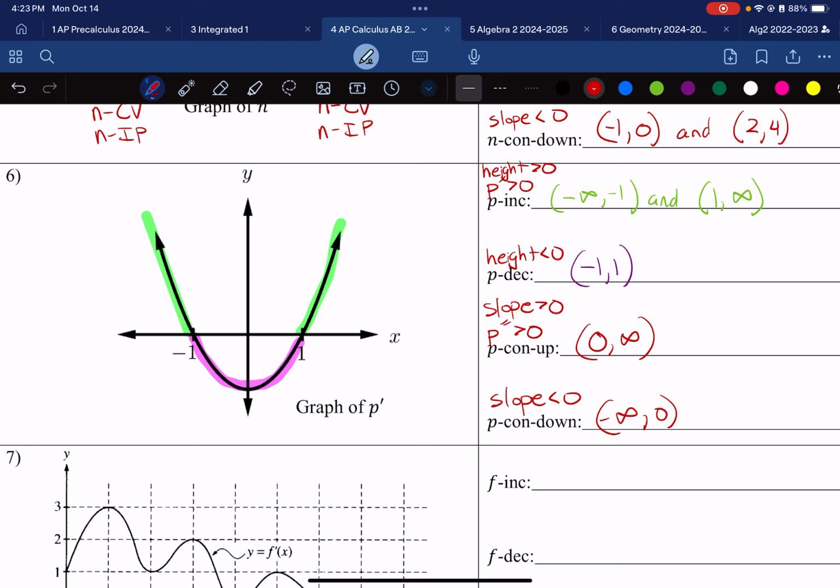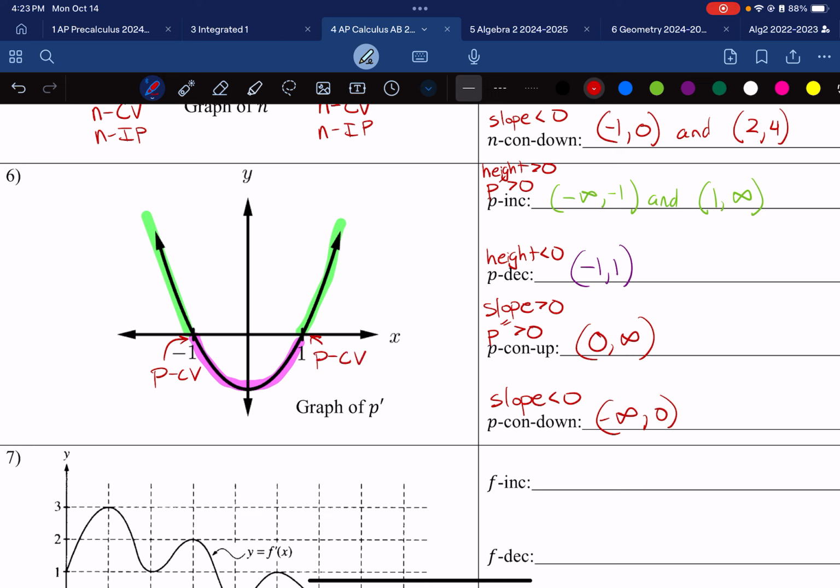Let's look for critical values. Critical values are where I have a P prime equals 0 or P prime that does not exist. Therefore, I'm looking for a height that is 0 or a height that does not exist. So a height is 0 there, and that's it. So there's my P critical value. So this is a P critical value right here, and my P critical value right here.